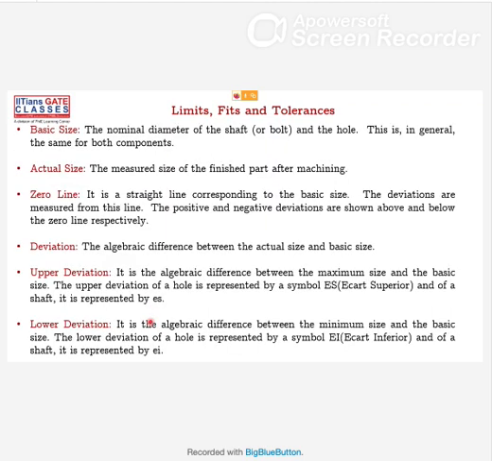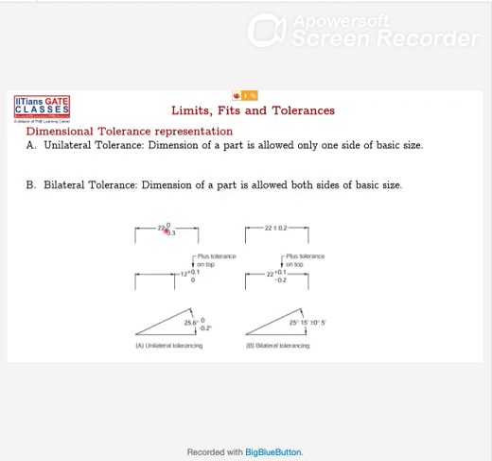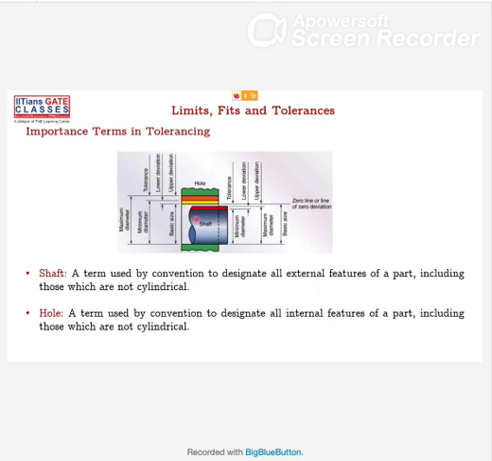Okay, fine. Basic size. Basic size in the sense of what the designer has intended to have. So the nominal diameter of the shaft or bolt or hole, this is in general the same for both components. So basic size you see here is 22, 22, 22, 12, 26.5, 26.15. The external features, like in the shaft, the outer diameter is the external feature, and the hole's internal diameter is the internal feature. That is what the external and internal features are.